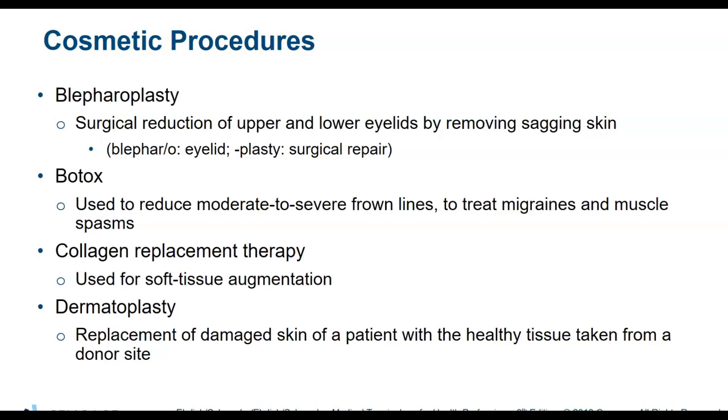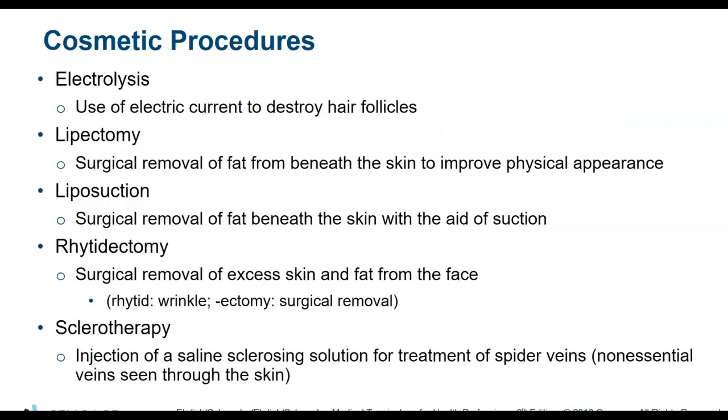There's collagen replacement therapy, and you use that for soft tissue augmentation, and dermoplasty, replacement of damaged skin of a patient with healthy tissue taken from a donor site. So let's say we have a spot on our arm where we have a wound, we need a graft or a patch of skin to cover that. They can take it from our leg, put it on our arm, and it will help heal.